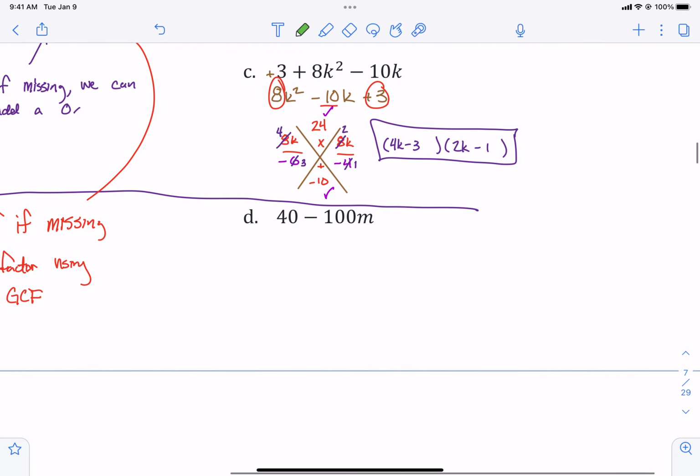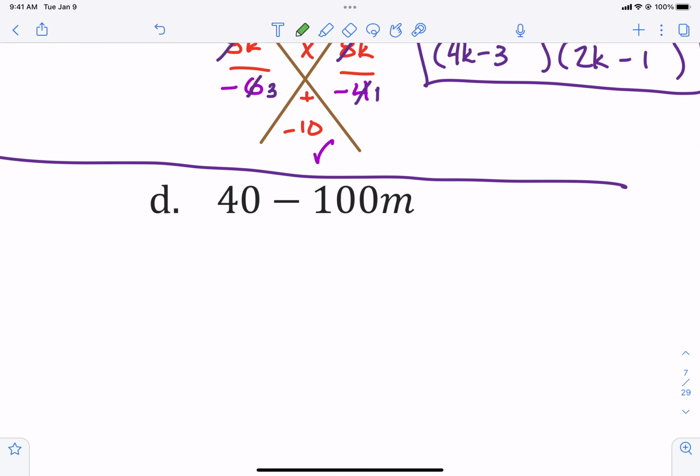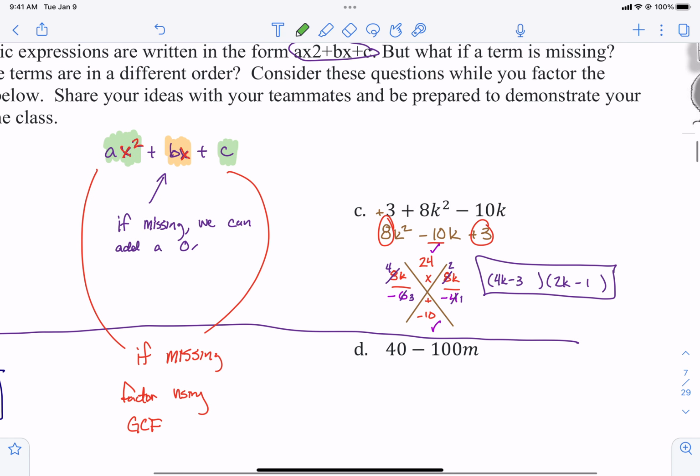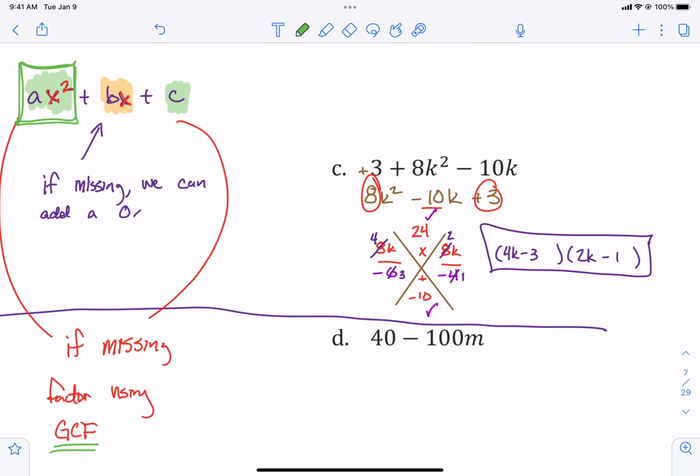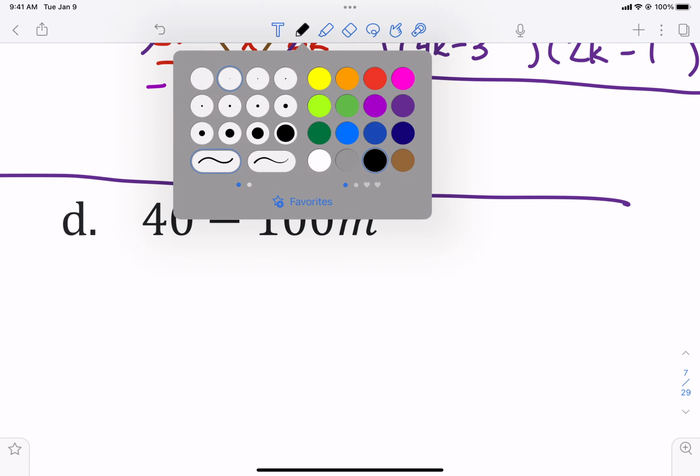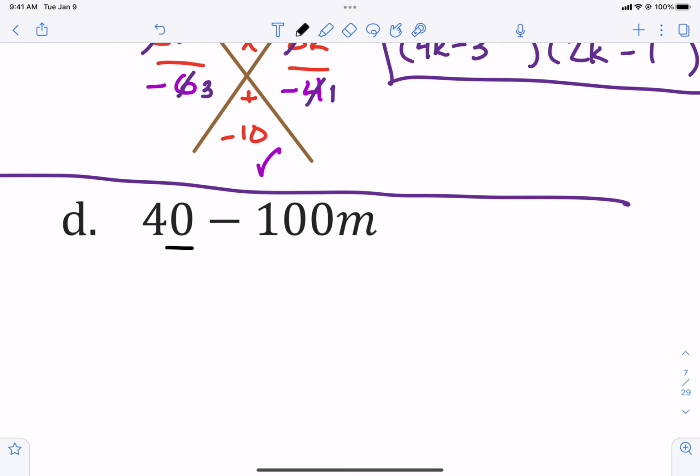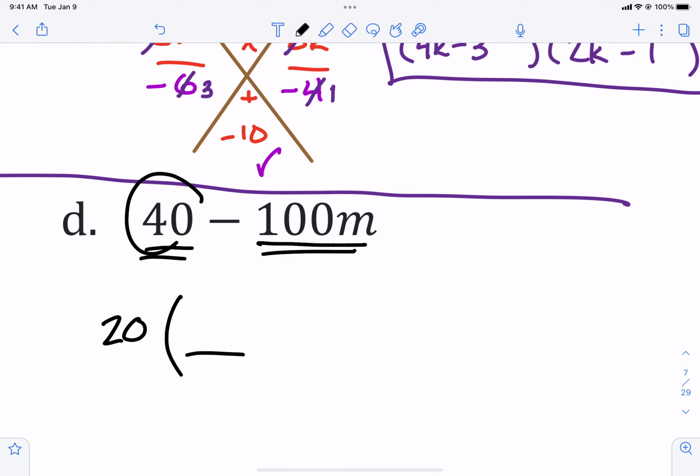Let's take a look at another problem. Now, on this one, notice how we're missing the squared term. And the squared term is one of those important ones, right? This was the squared term that said, if it's missing, factor using the greatest common factor. So when we come over here, what we want to think is, what's the biggest number that I can pull out of 40 that I can also pull out of 100? And at first, some of you might think 10, but I think there's one that's bigger. I think I could pull 20 out of both of those two numbers. Now, if I pulled 20 out of 40, right, so 20 times what would get me back to 40?